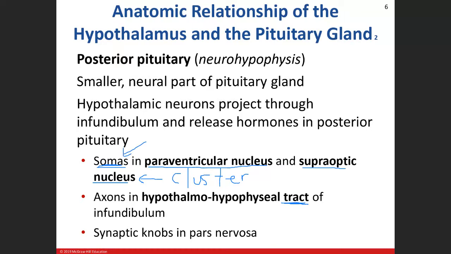I know I'm going to clean out these cobwebs one way or another, people. They're coming out of you. And then the synaptic knobs, that's the end of these neurons, are going to be found in the pars nervosa.